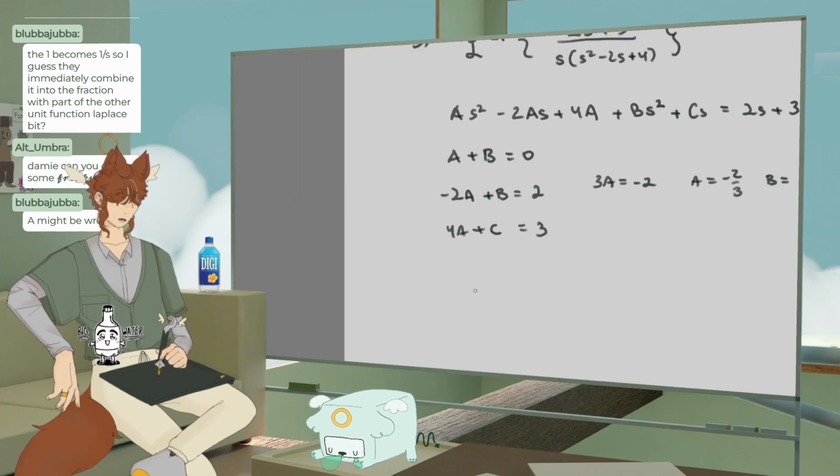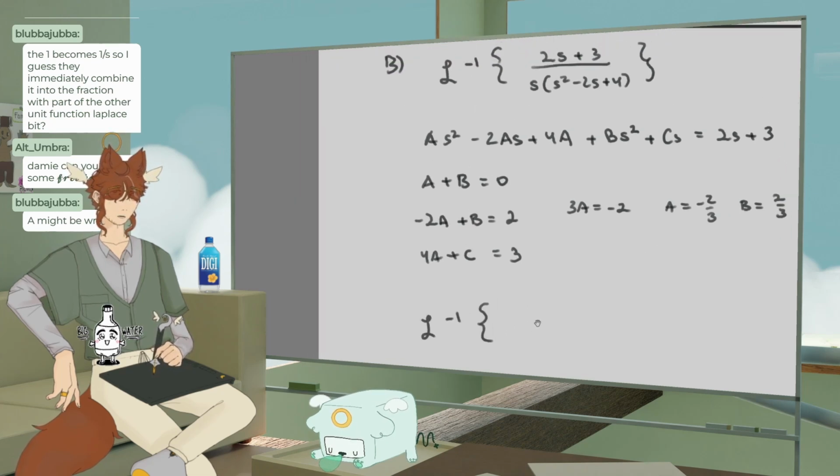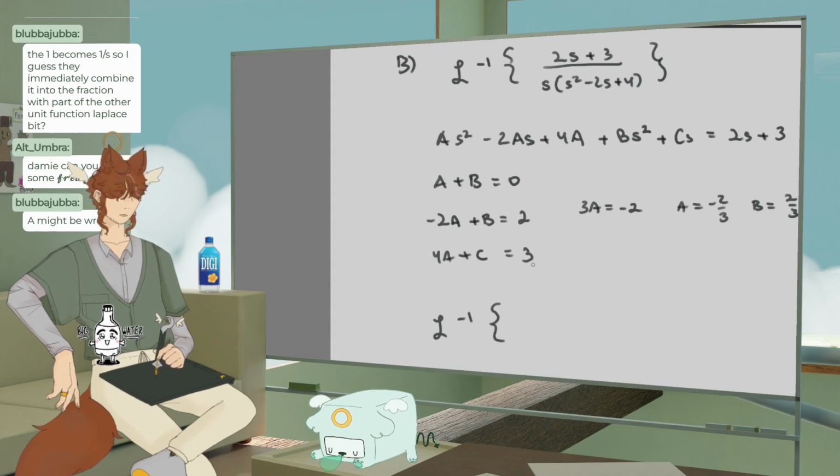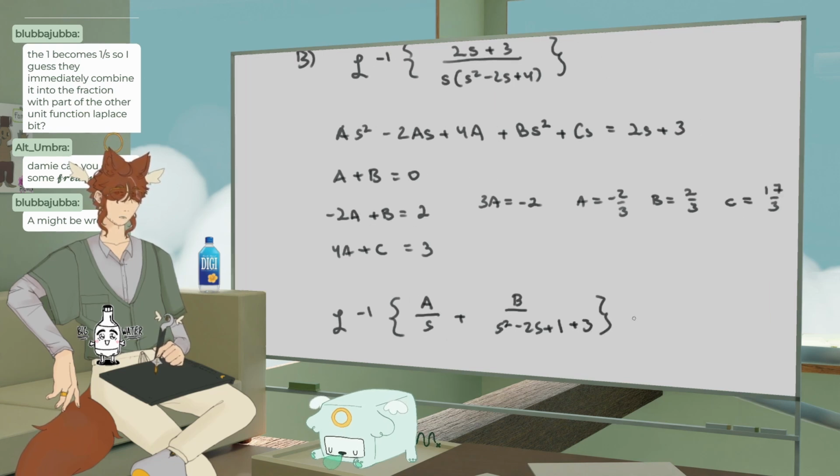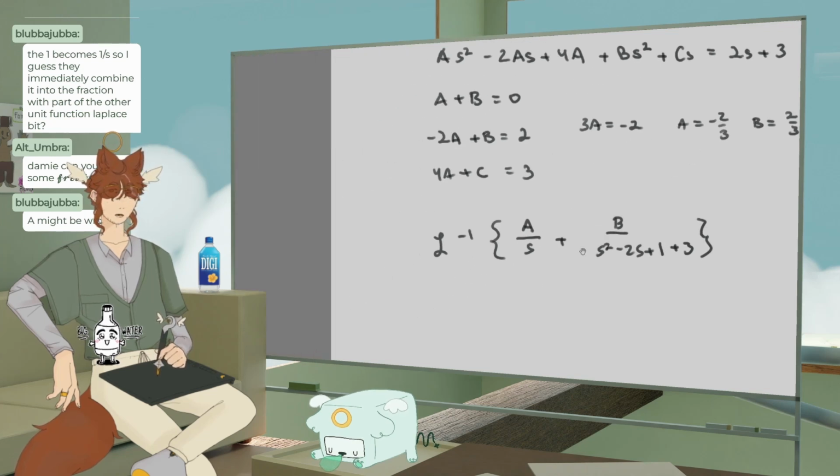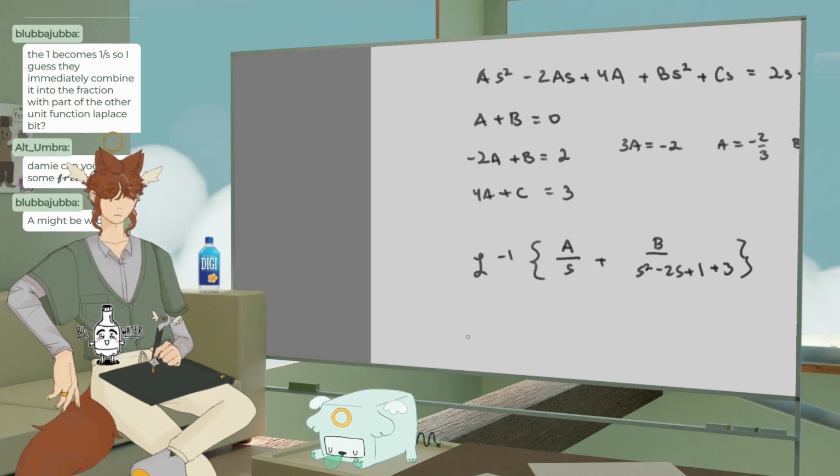I'm gonna leave the constants as just constants for now, because I think that would be nicer. And I can just put them at the end. It doesn't actually matter at all, which is great. So A over S plus B over S squared minus 2S plus 4. And for that one, I'm gonna do S squared plus 1 plus 3. That's gonna equal, oh, and then we have a shift, and then we pull out the shift, and then everything's beautiful and lovely.